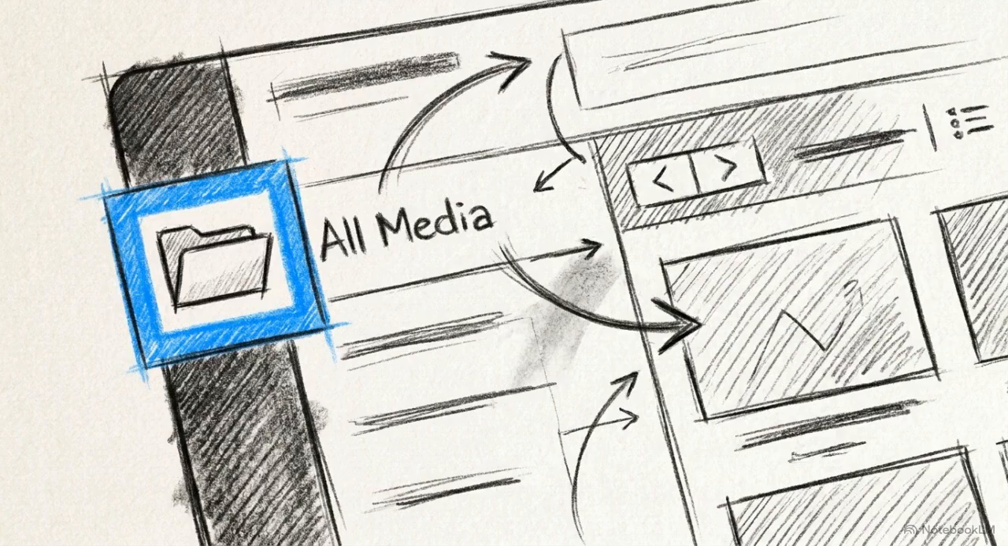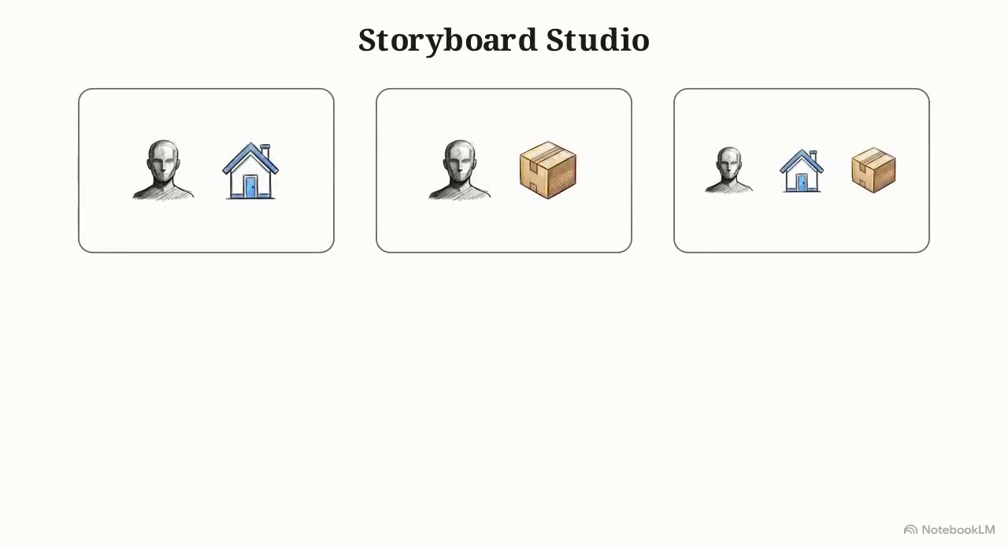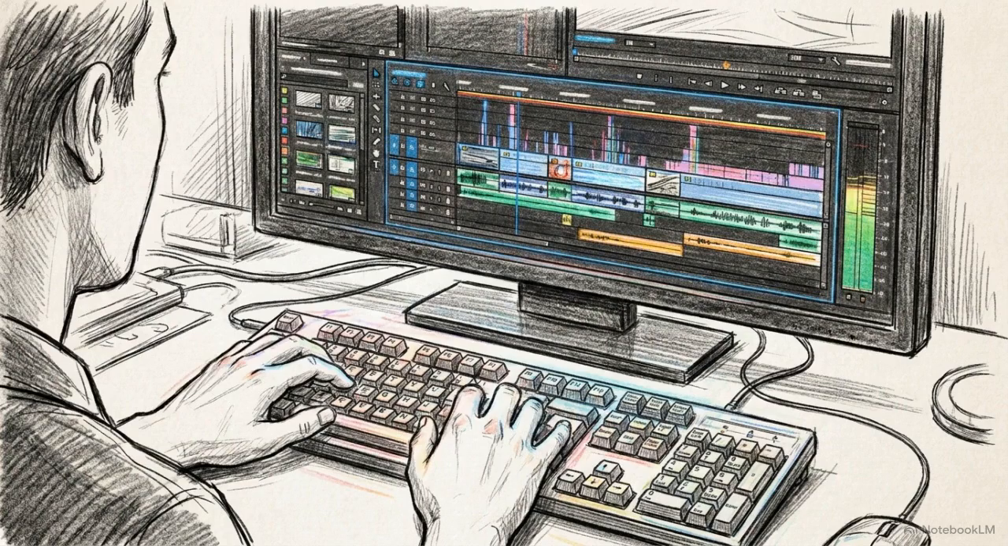To animate your final project, head to All Media on the left. Right-click on any completed storyboard panel and select Animate to instantly push it directly into the main interface for video generation. You now have a complete production pipeline.